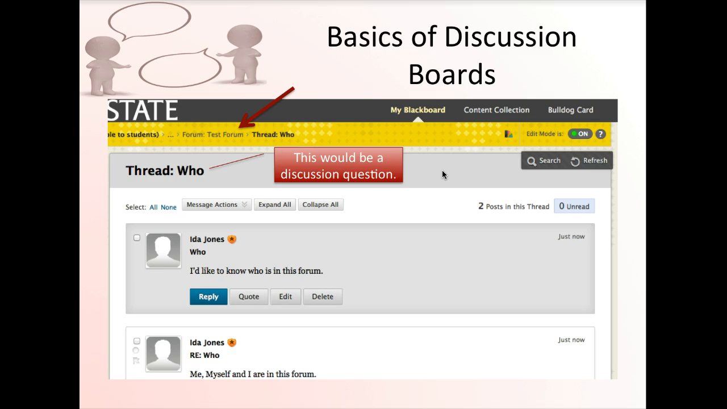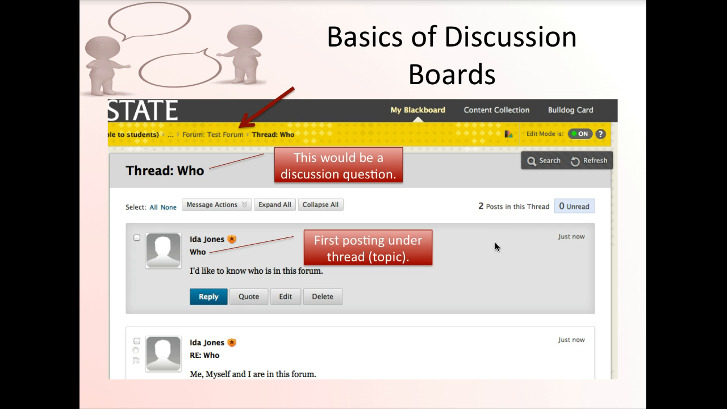It's best to divide the discussion into different questions so that when you're talking about the same topic, that's all grouped together. So the thread would be the discussion question. In this test forum, the question is who, because the whole forum was who, what, when, where. That was just an invented forum. So the thread would be the who.